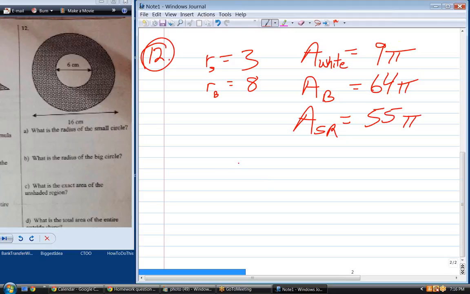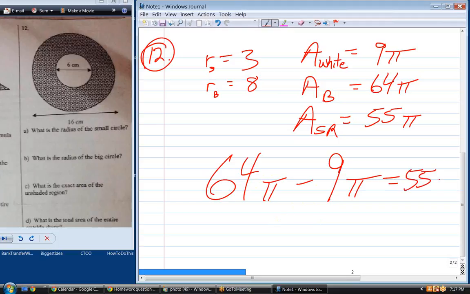The only reason we can do that, in other words, the only reason we can subtract, is because they're like terms. As long as this is an apple and that's an apple, then we have 64 apples minus 9 apples. But you end up with 55 apples.